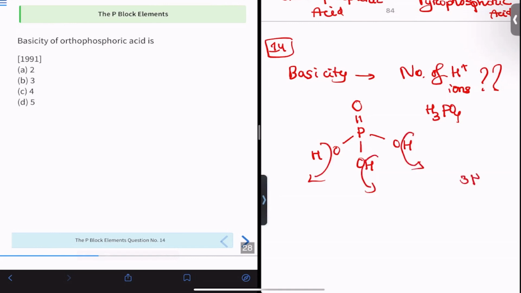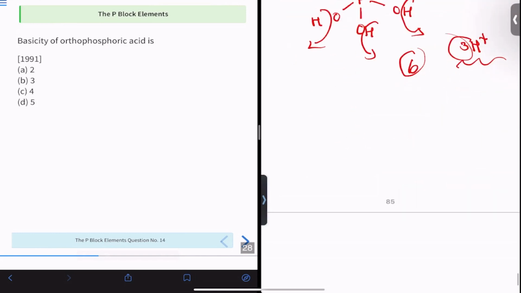How many hydrogen atoms can it release? It can release 3 hydrogen ions. So its basicity is 3. Okay, option B. So with this, I'll move to the next question.